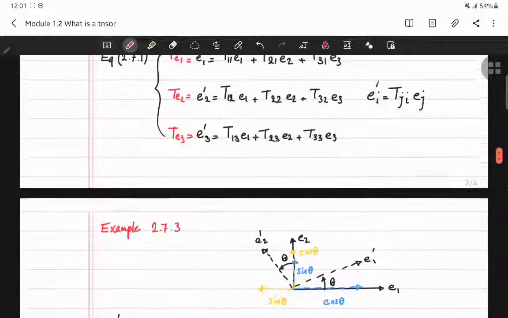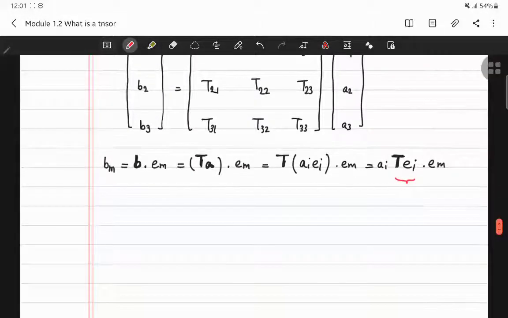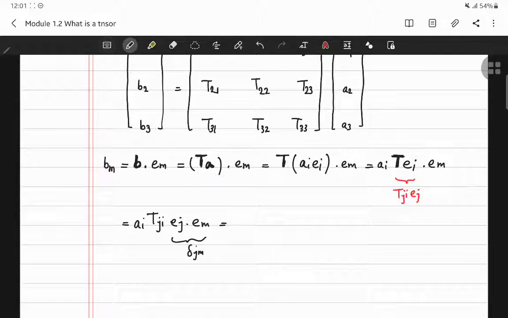what we got from here, T ei, which is equal to tji ej. So this is equal to ai tji ej dot em here, and this is nothing but delta jm. So j is equal to m to get a meaningful expression. So ai tmi, where j is substituted by m, is equal to bm.